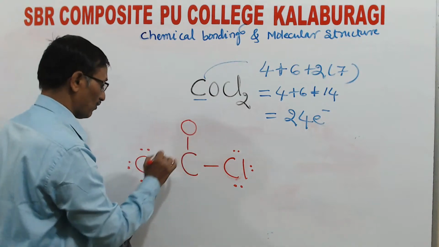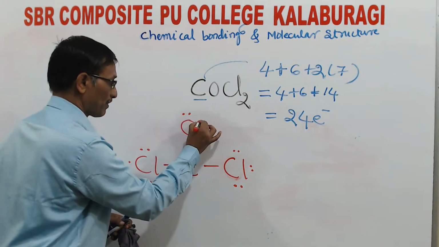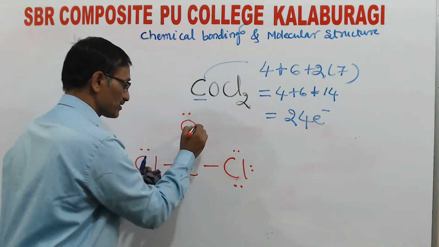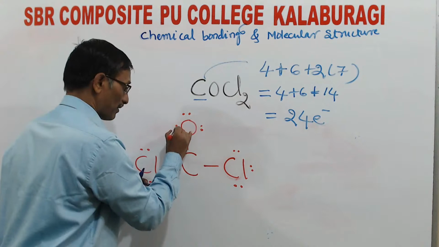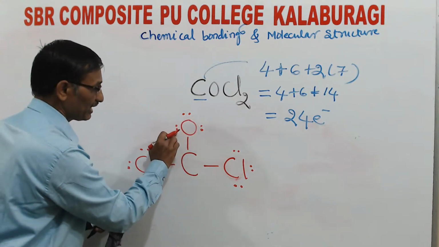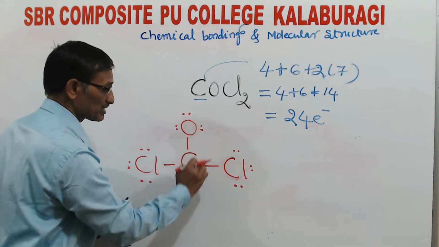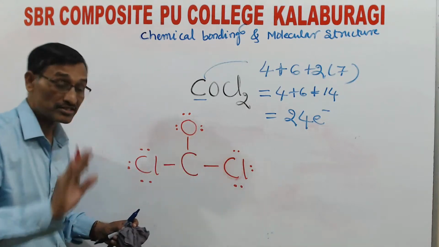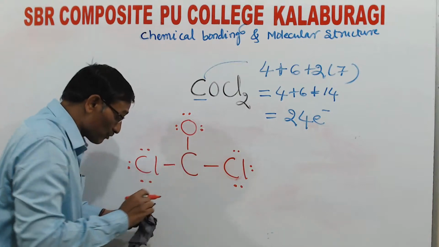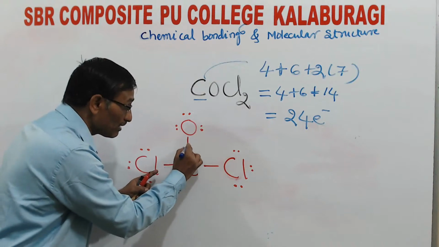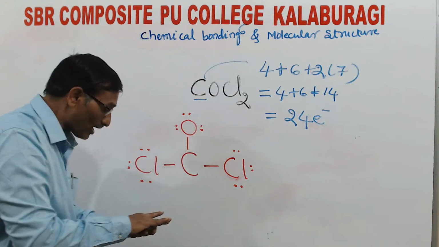Now count: 1, 2, 3, up to 24 electrons I wrote. But look at this carbon atom, whether it is satisfied with an octet: 1, 2, 3, 4, 5, 6 only.